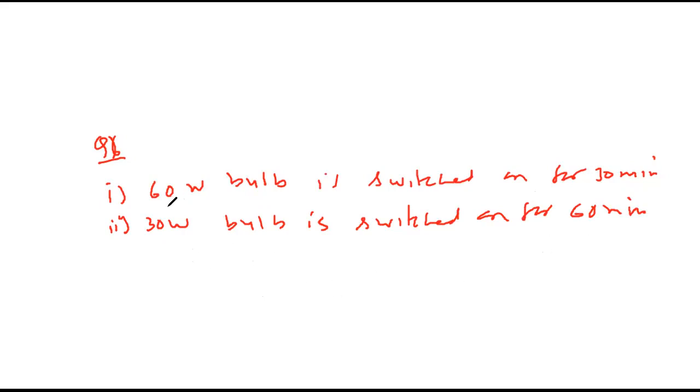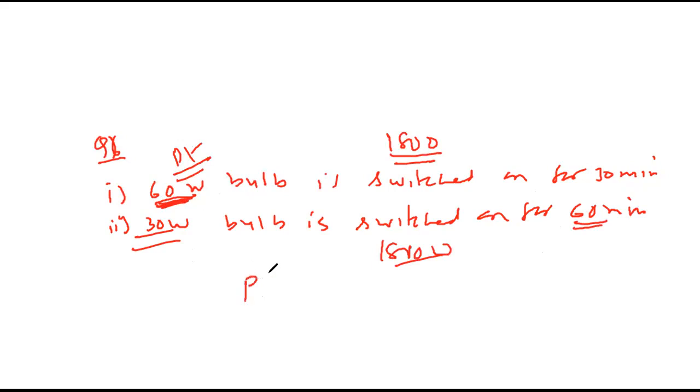Same. Energy means this is called power. Your teacher has taught this. So power into time is called energy. Next lecture again I will explain this. What is 60 into 30? 1800. What is 30 into 60? Same, 1800. So your answer will be, since power into time is same in both cases, therefore energy is same. Okay.